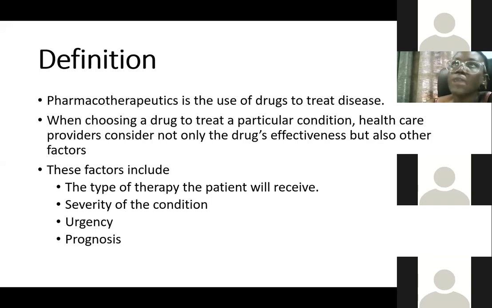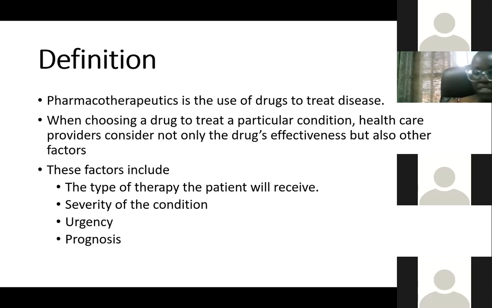So examples are the type of therapy that the patient will receive. If the patient is receiving intravenous therapy, for example, there are some medications that cannot be given intravenously. And so you may need to consider other alternatives, even though the particular drug you are considering is very effective. Then you also need to consider the severity of the condition.